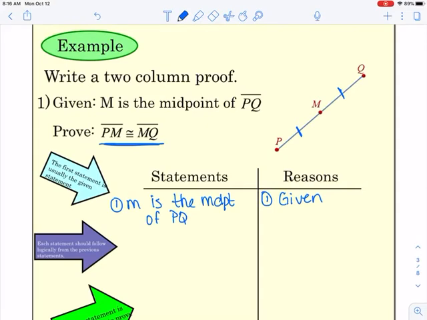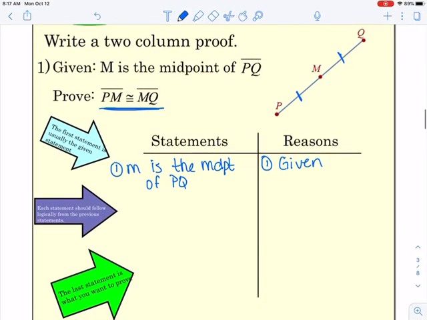So step number 1 is always going to be the given. As we get further into this, today it's very basic, so there's always going to be one given. If you have more than one given, you can separate that into step 1 and step 2 and make 2 different givens, or you can write them all in the one statement and say given. Now each statement should follow logically from the previous statements. And the last statement is always what you want to prove. Again, this is simple and straightforward. Right away, I can have what I want to prove here: PM is congruent to MQ.